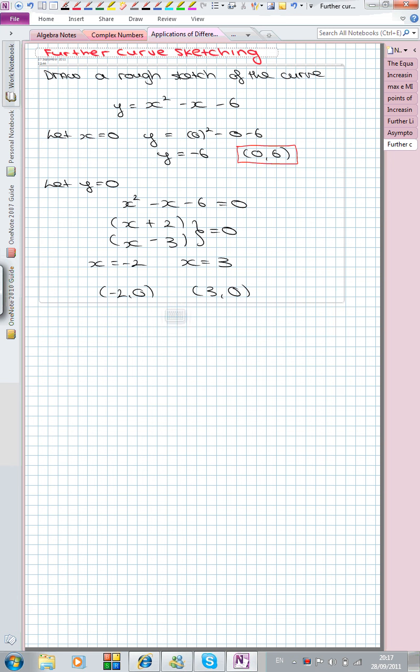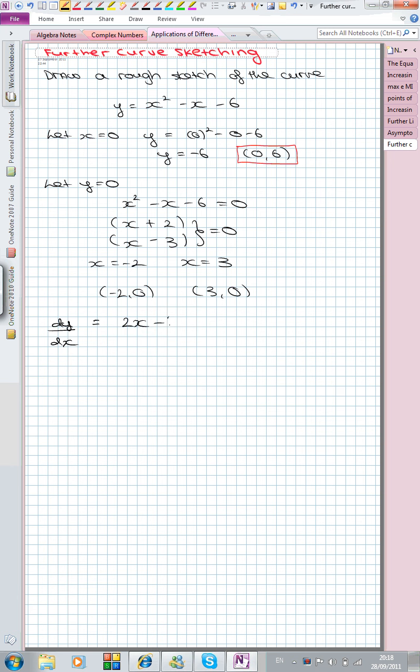Now, what's left to do? Now we're going to find out if our curve has a turning point, and then we need to decide if it's a maximum turning point or a minimum turning point. So, how do we find if a curve has a turning point? From our recent studying, we know that dy/dx is equal to 0 for turning points. So let's calculate dy/dx and let it equal 0.